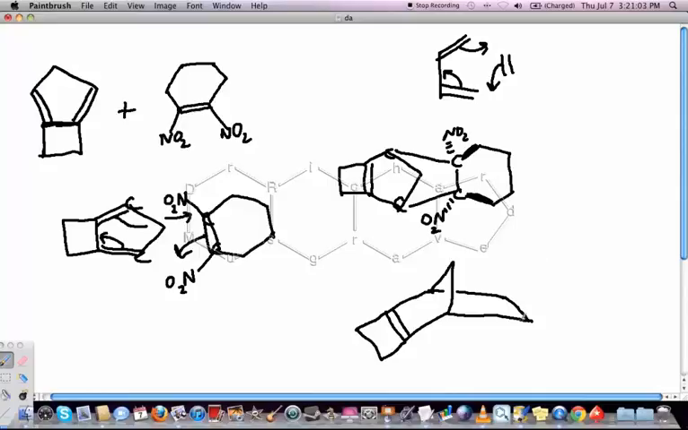Now this can either be drawn with the ring pointing downwards. That would be endo. And the NO2 sticking upwards. Alright, so this will be endo. And let's take a look now at the other one, the exo. The exo would look like this.